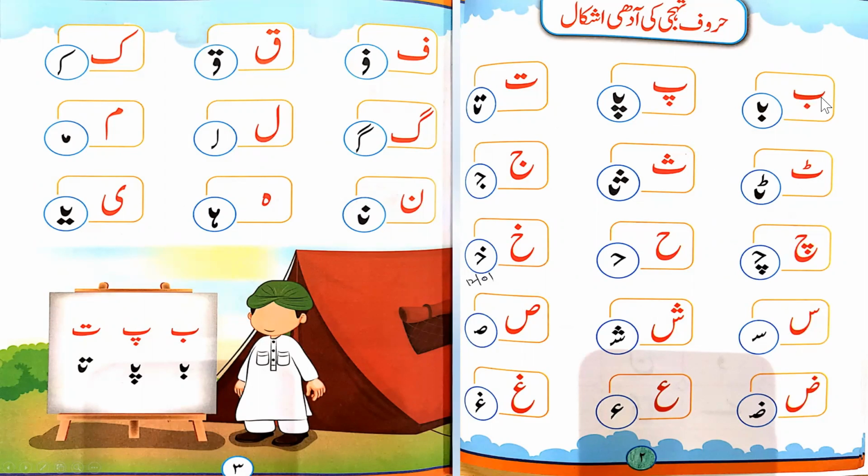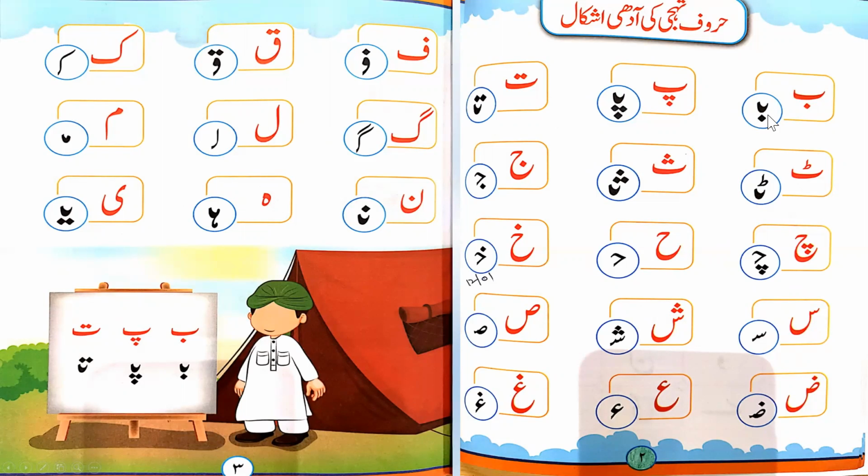Now, if you look at the letter B, it's a complete letter, this one, but this is the letter B when it's written and joined with another letter after it. So if there was a wow, then there would have been a wow joined here. If there was an alif, it would have been like that. So this is how B looks when it is written in the beginning with another letter joined with it.